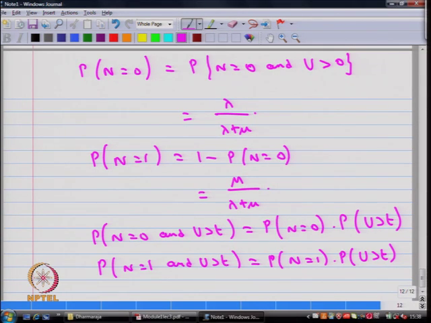Okay. And second thing, here there is one more conclusion we want. The conclusion is that the minimum of two exponential random variables is exponential. We want this conclusion from you at the end of this example, of that U greater than t.